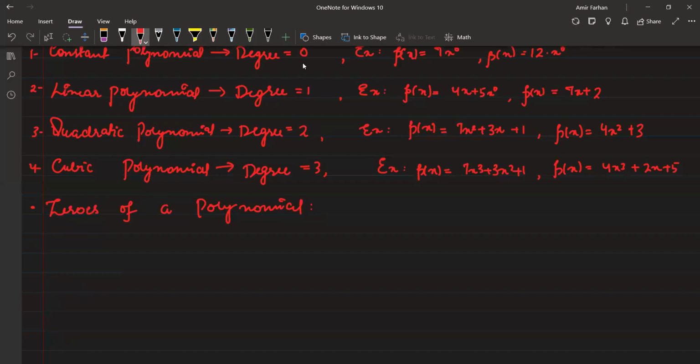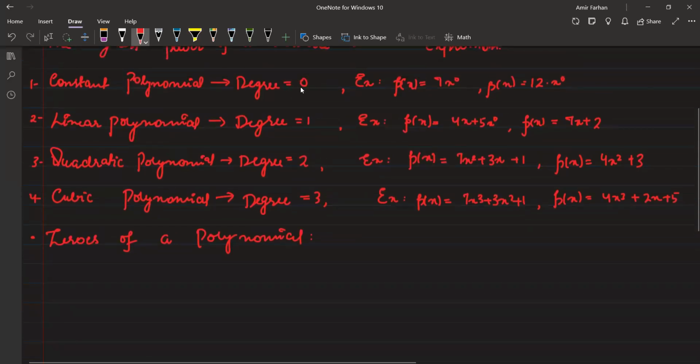If the degree of a polynomial is 0, it means that there will be no zeros, because can you make 7 to 0? Can you make 7 as 0? Is it possible? No, sir, because it's a constant value. So in a linear polynomial, how many zeros will there be? 1, because if you equate this to 0, it would be nothing but minus 2 by 7. So only one value of x is there.